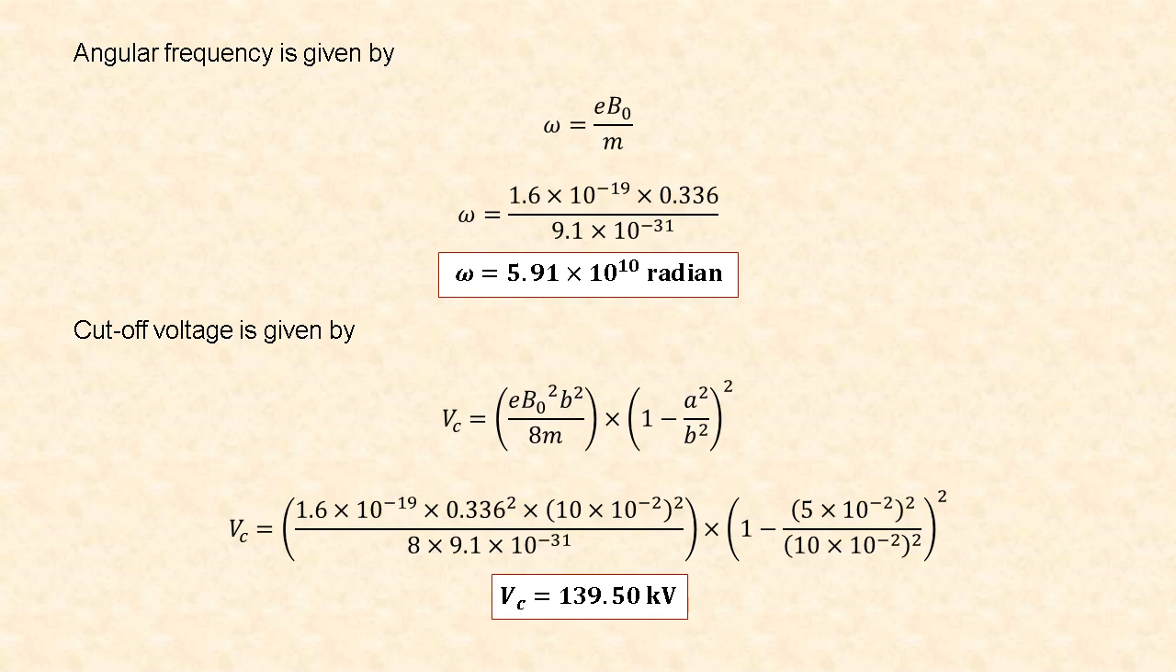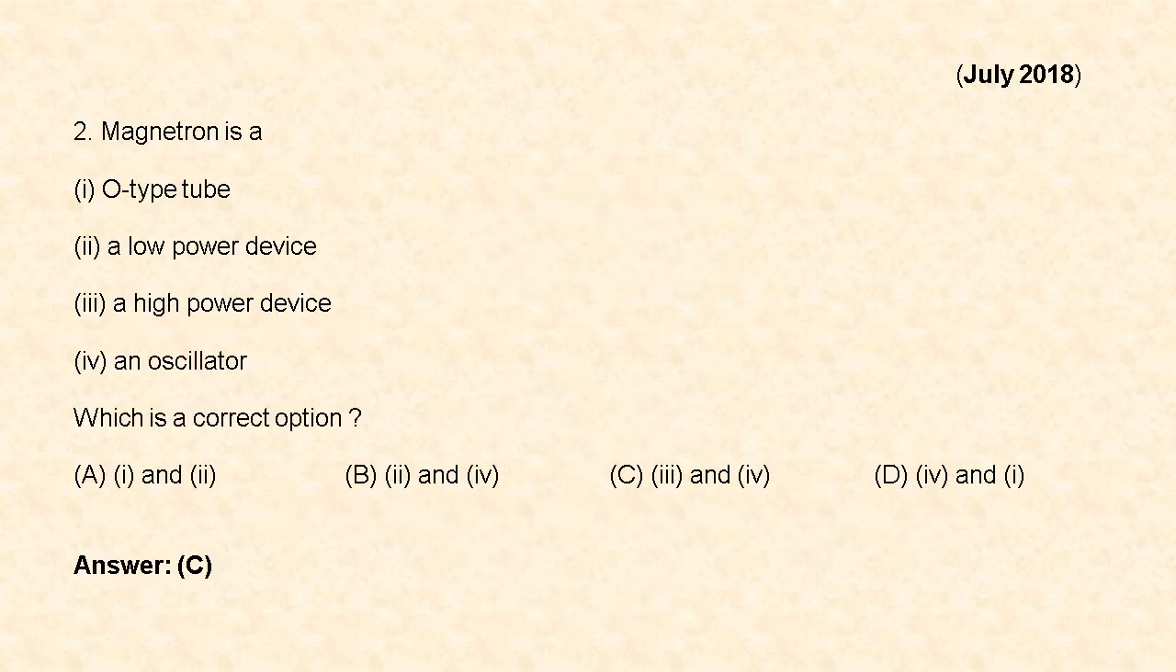And a is the radius of cathode cylinder, which is 5 centimeter. Converting to meter, we have 5 into 10 to the power minus 2. So substituting all these values, we get the cutoff voltage as 139.50 kilovolt. Next question. This question was asked in July 2018.